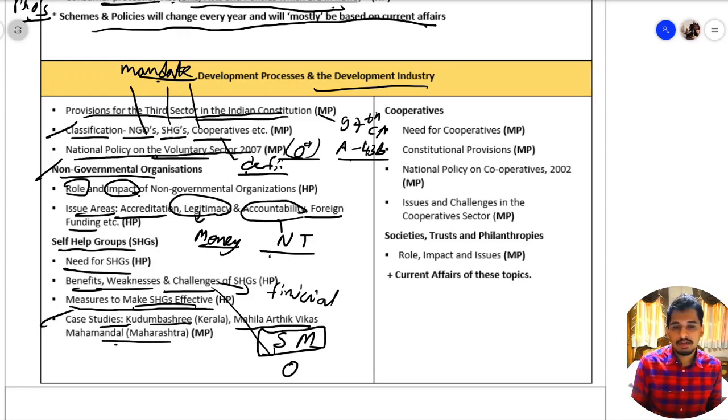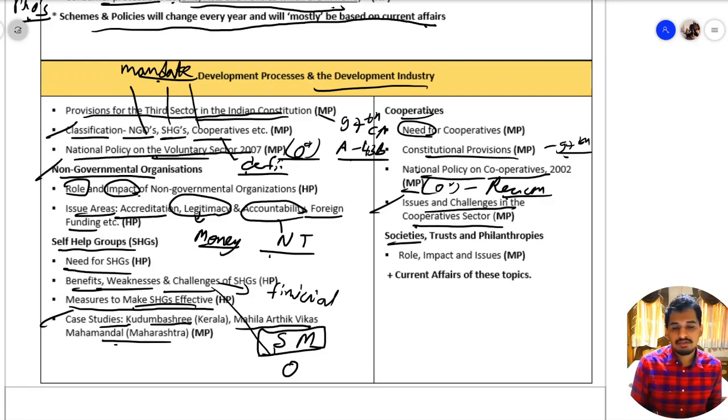Then we have cooperatives. Why do we need them? What are the constitutional provisions, like 97th constitutional provision? The national policy on cooperatives 2002. You should just have a brief overview and you should look at the recommendations. What recommendations has it suggested for cooperatives? Then we have issues and challenges in cooperative sector.